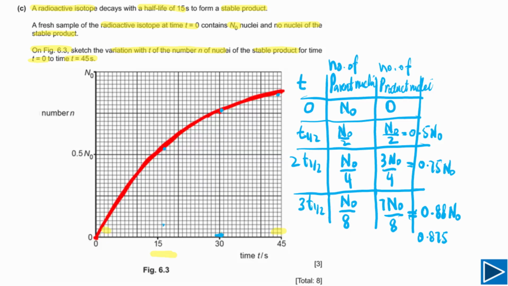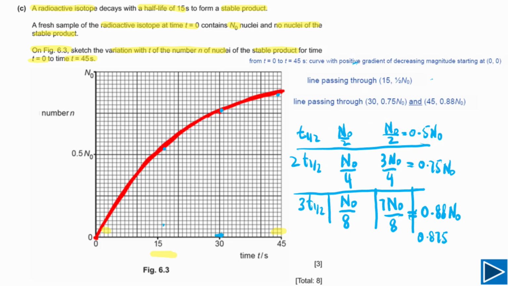And this question has 3 marks, so let me explain to you how the marks will be awarded. You can see the first mark will be awarded from time t equal to 0 to t equal to 45 seconds, from here to here, if you have drawn the curve with positive gradient. As you can see the gradient of this line is positive, but the gradient is decreasing, and it has to start at 0, 0, means if it is starting from here, you will get 1 mark.